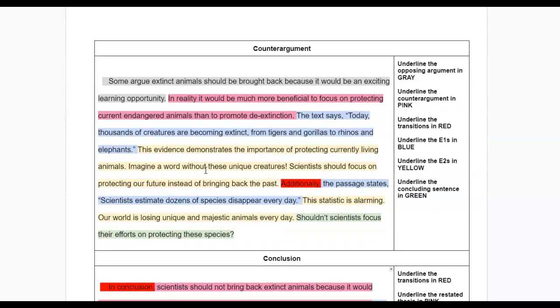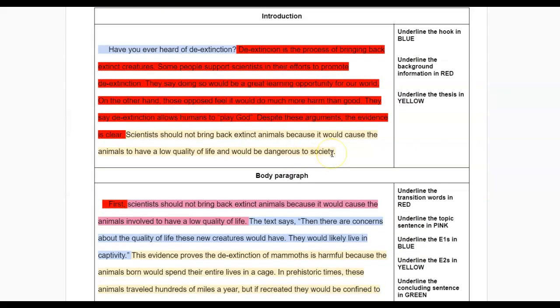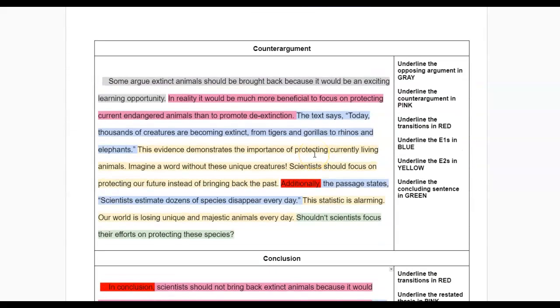the counter argument. So after you have your first 2 body paragraphs, you're going to write a counter argument paragraph, and the job of the counter argument is to take an opposite viewpoint from your own and prove it wrong. So if you remember from the first video, I chose to argue that bringing back extinct animals is a bad idea. So for my counter argument, I have to think about if someone were going to argue that it is actually a good idea to bring back extinct animals, what would their reasoning be? And then how can I prove that wrong?